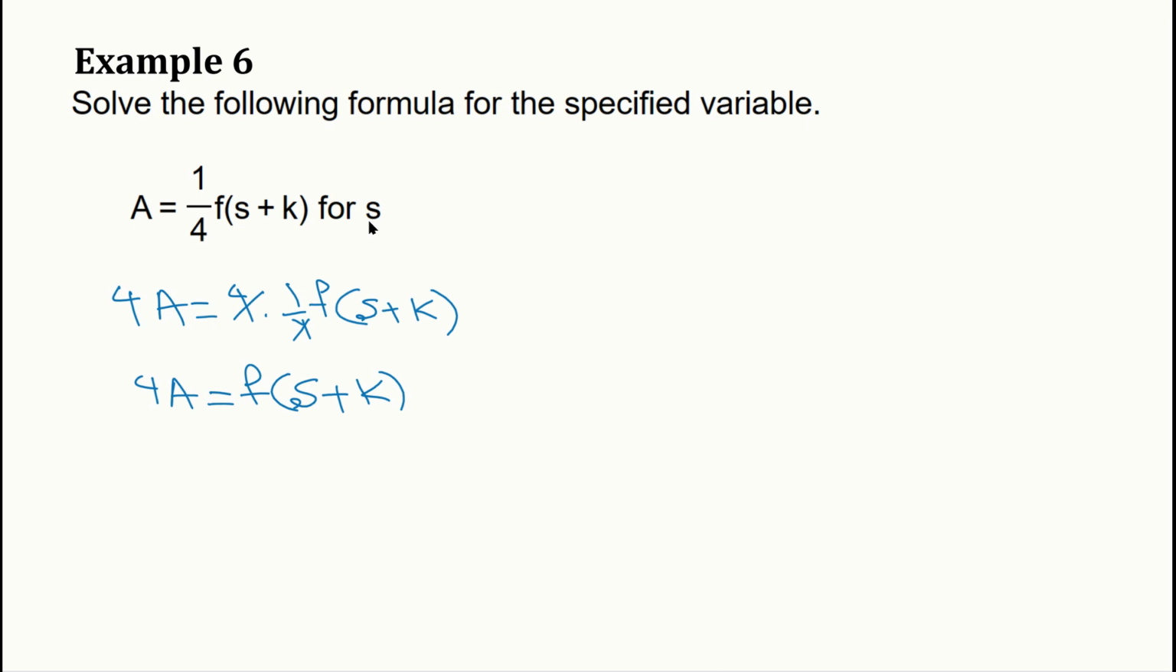So we have to keep in mind what we're solving for, which is s. So we need to get that s somehow released from this group here. So there are a couple of approaches. I'll show you both. The first approach is to go ahead and distribute the f. So we end up with 4a equals fs plus fk. And since we're solving for s and there's only one s term, we go ahead and isolate that by subtracting fk from both sides.